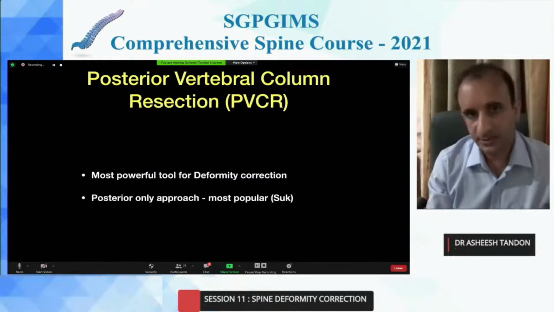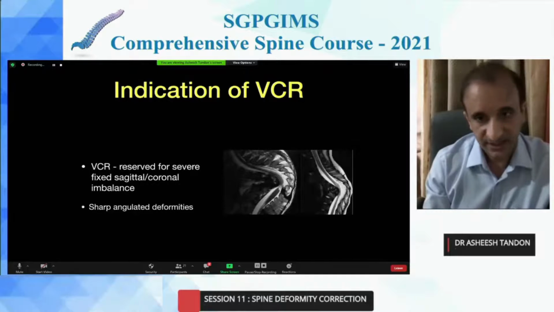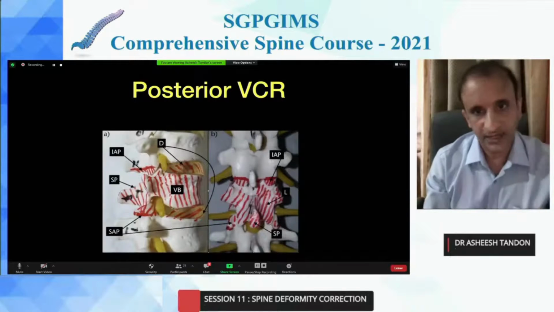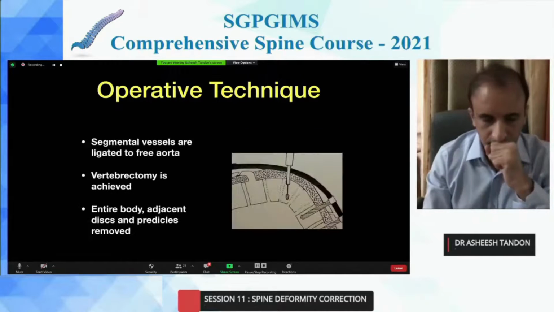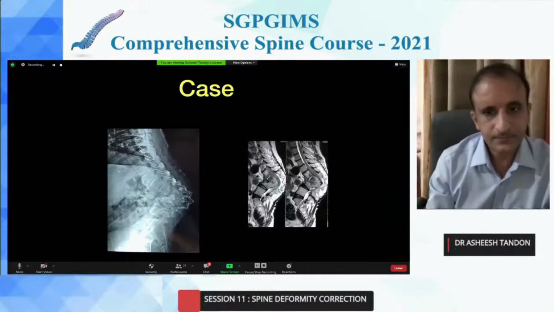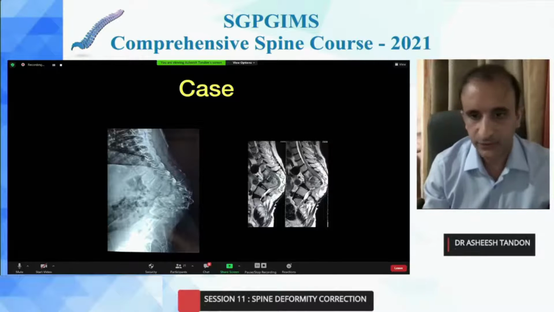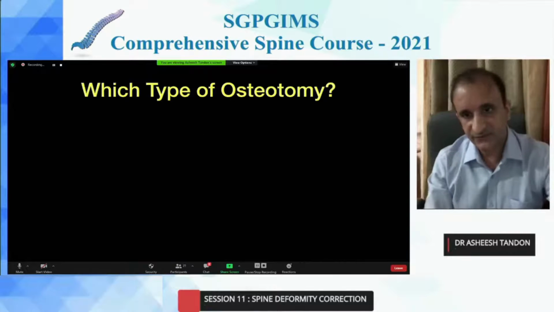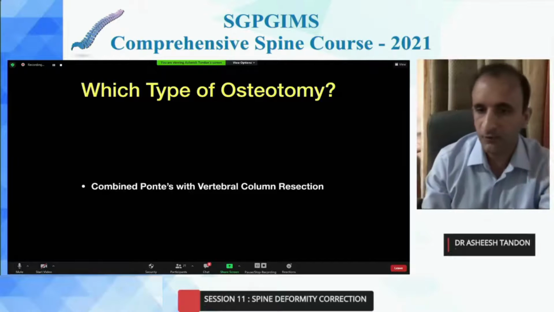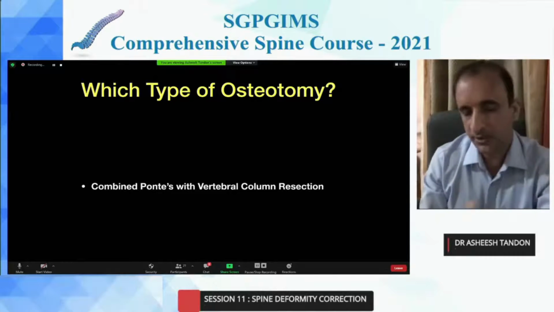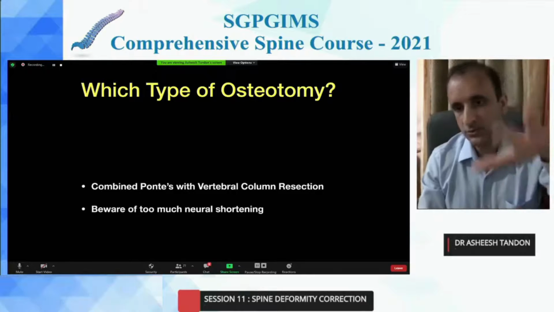Posterior vertebral column resection is my workhorse as far as severe deformities are concerned. I would skip this part, I'm sorry. This is the technique, and I'm pretty sure that the authors after me would be covering it. Well, this was the first case. I undertook vertebral column resection along with Ponte osteotomies to correct the deformity.